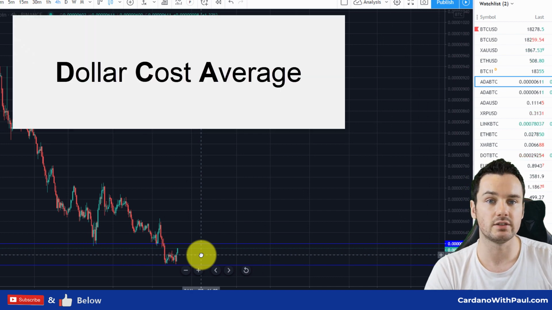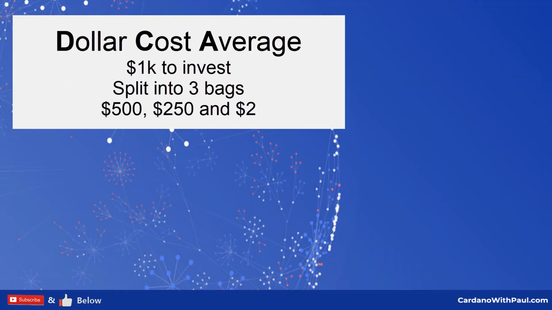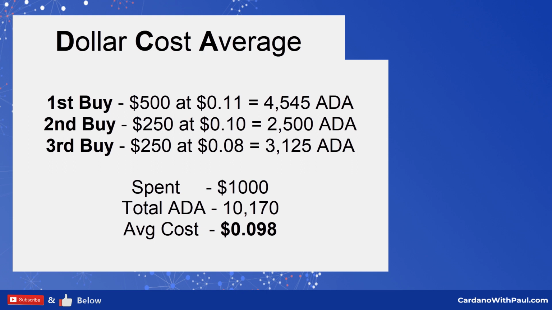So DCA is dollar cost average. Okay, so in this example, let's say you have $1,000 that you want to invest in ADA. In the dollar cost average strategy, what you would do is split that into smaller amounts. So rather than buying $1,000 at one set level, you split it into different amounts. So for me, I'm going to use 3 different bags in this situation. So I'm going to split it into $500, $250, and $250.